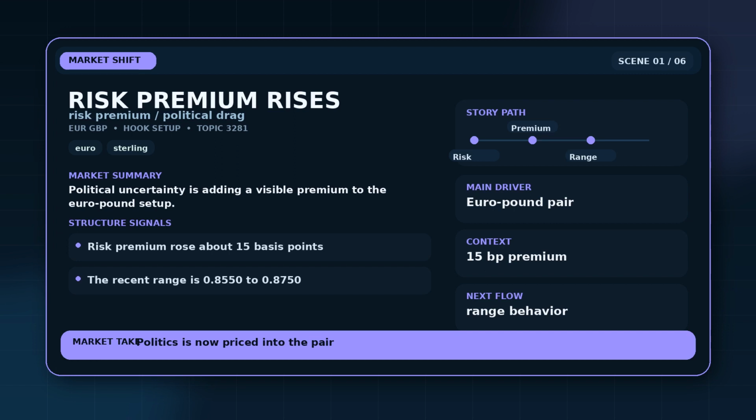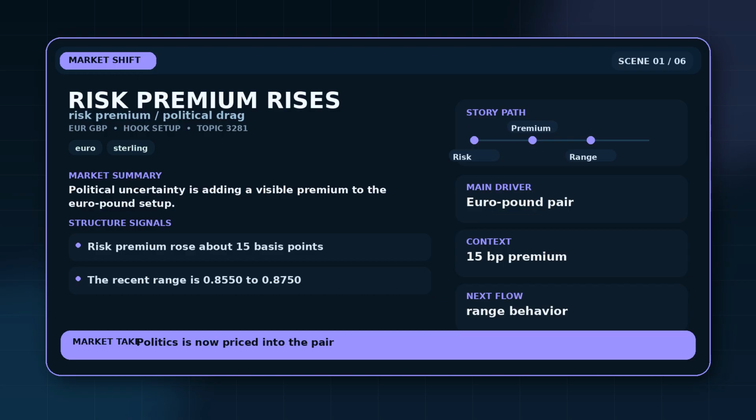Political risk is adding a premium to the euro-pound trade before either side has clear policy certainty. EUR GBP frames the pressure because the pair is not moving only on rates. It is also carrying uncertainty from Eurozone coalitions and UK election speculation. The supplied data points to an increase of about 15 basis points in risk premium and wider bid-ask spreads.